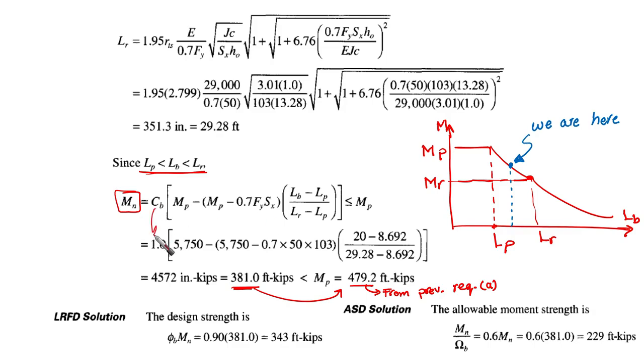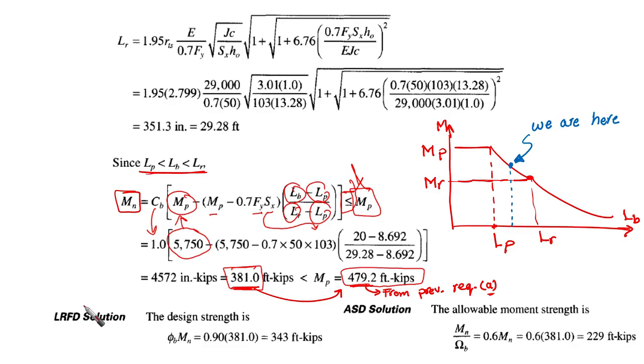Cb, as it is given already, is 1 for us. Mp from the previous calculation, previous step, and then Mp = Fy times Sx, Fy is 50, Sx from the dimension and properties table. Lb, Lp, Lr, everything is known for us. And it should always be capped with Mp. Plastic moment should be the upper limit. We found that here we can obtain 381, which is less than Mp, which is 479, from equation part A.